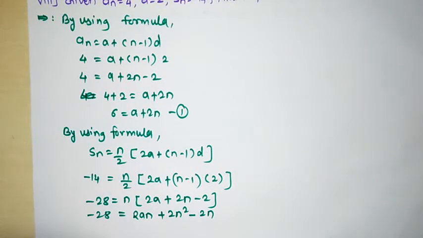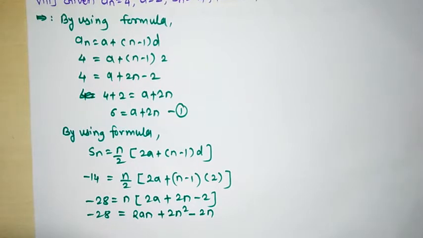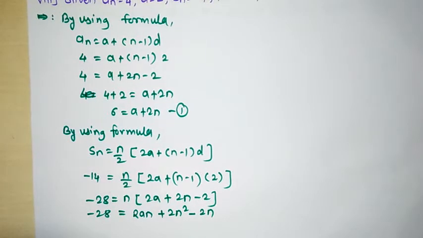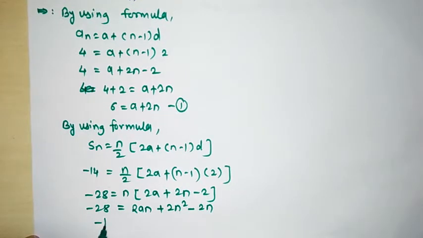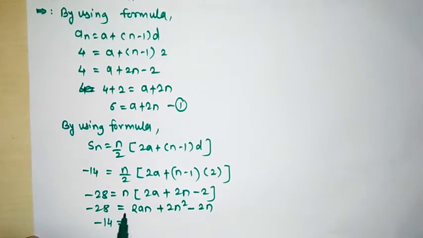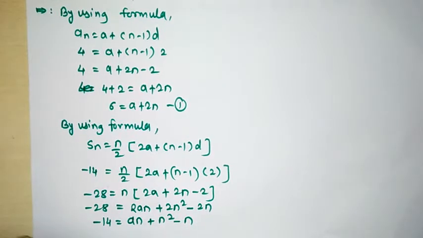Now from this equation, we can divide the whole equation by 2 easily. After dividing by 2, minus 28 divided by 2 is equal to minus 14. 2an divided by 2 is equal to an, plus 2n square divided by 2 is equal to n square, minus n. We got this much here.